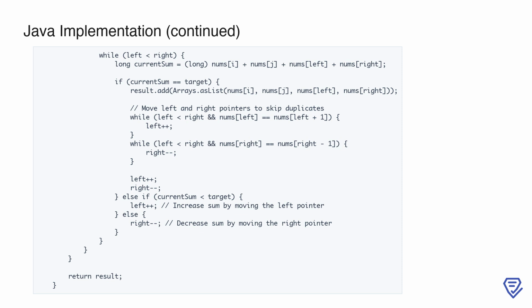If the current sum is less than the target, we increment the left pointer to increase the sum. Conversely, if the current sum is greater than the target, we decrement the right pointer to reduce the sum. This process continues until the left pointer meets the right pointer, signaling that all potential pairs for the current indices i and j have been checked.